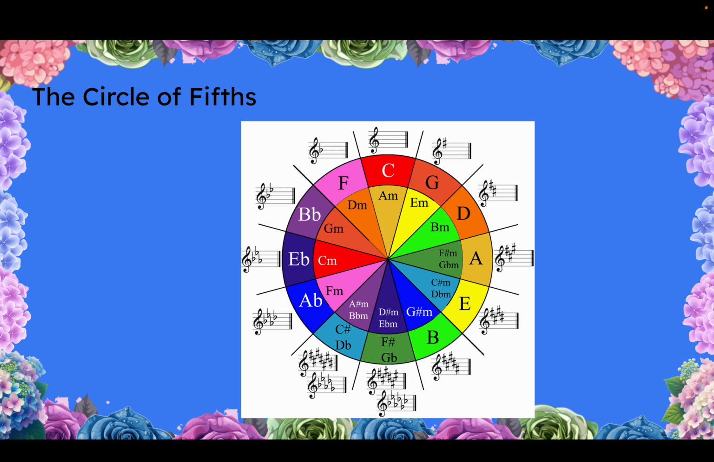And this graph also has the minors too. So for example, A flat major has 4 flats. What's a minor third below A flat major? It's F. So the relative minor of A flat major is F minor. So yeah.